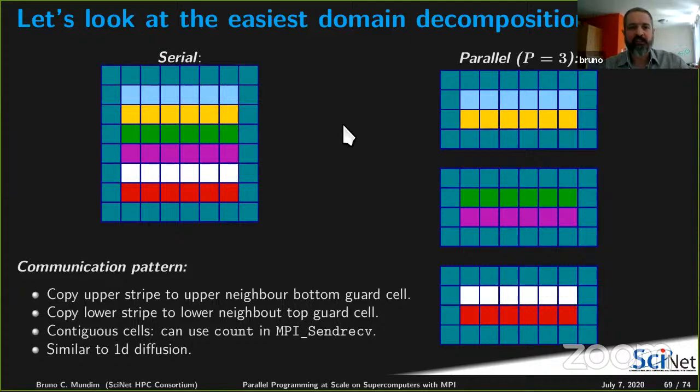Okay, and in 2D here, it's going to be like the serial one, just the last point here in the y direction, right? The last row here is going to be sent to these guard cells on the bottom, right? And the first row on the bottom in green is going to be sent to the guard cells on the top. Okay, so it's very similar to the 1D, and that's the reason that most of the examples you find around are going to be using this kind of decomposition. But in production, don't use that.